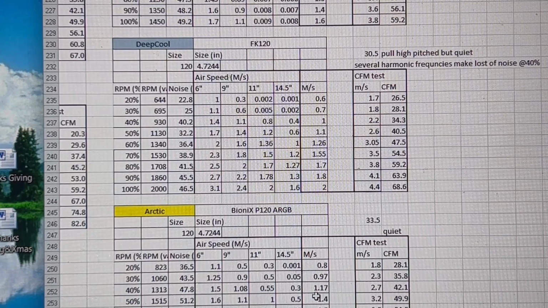I find fan testing very interesting. It's just the presenting part is a challenge.